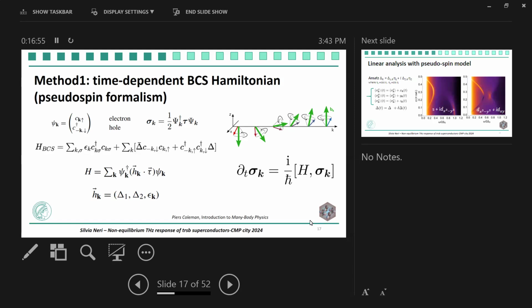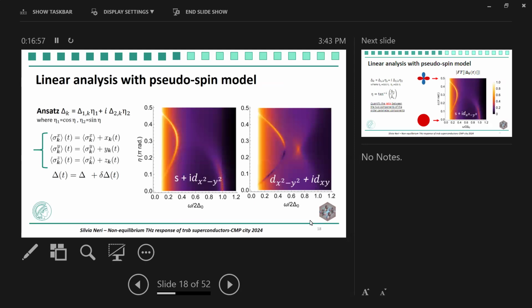Okay, we can solve this equation first in the linear regime, so it's a linear analysis, with the linear perturbation I added. And now I got this plot for the collective excitation.